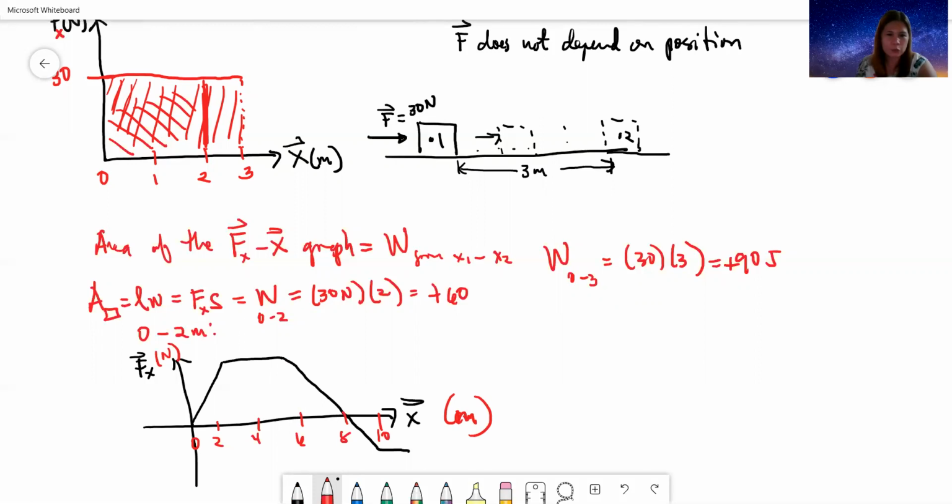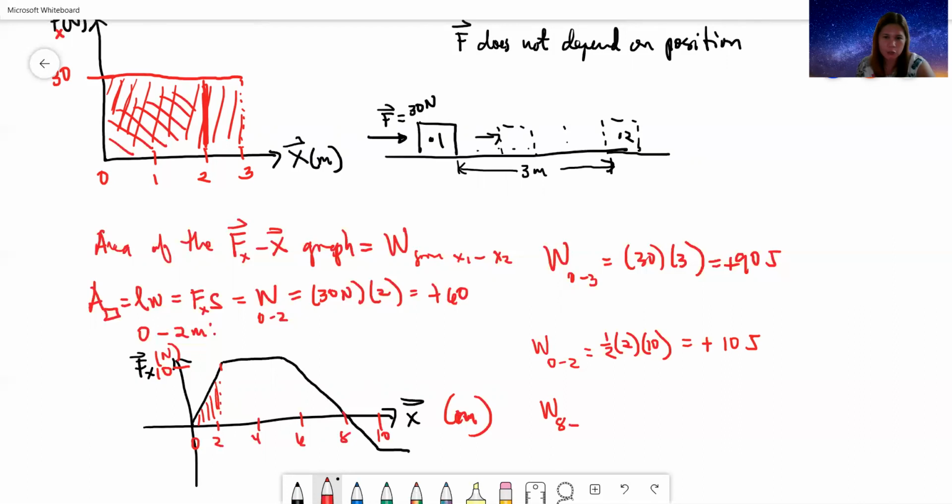So, from 0 to 2, you have here a triangle. And then, positive F, positive X. So, the work done from 0 to 2 would be 1/2. Lagyan natin ng value. Let's say 10. 1/2 times the base is 2 and the height is 10. So you have here positive 10 joules. Tama?